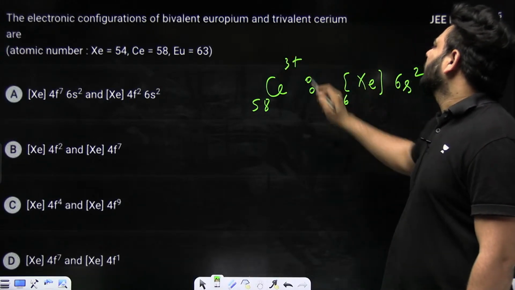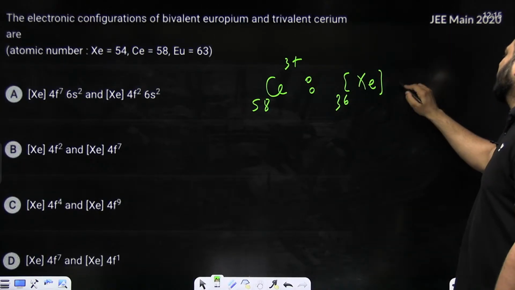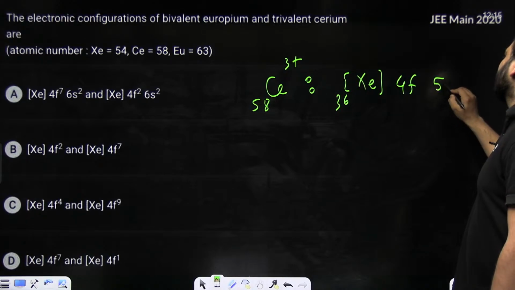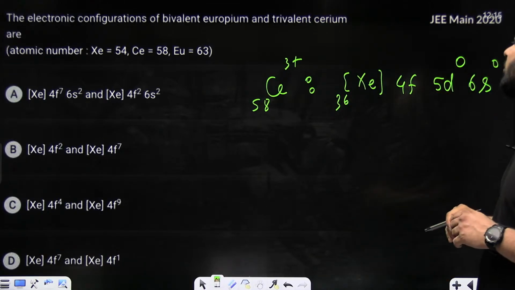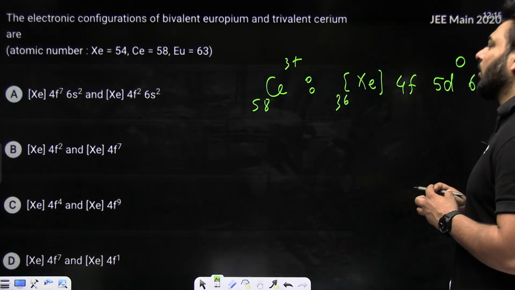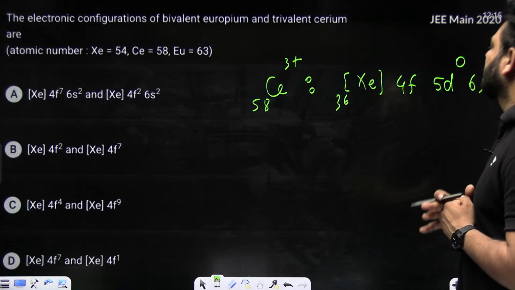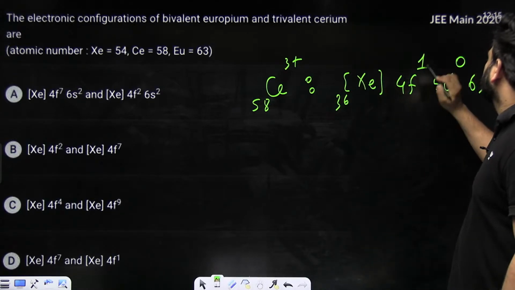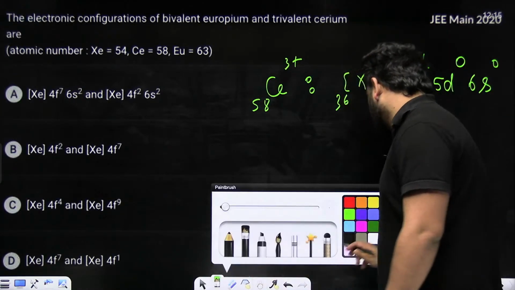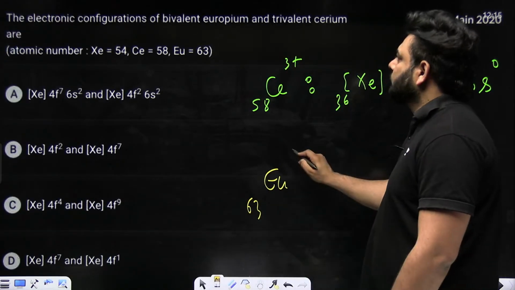Trivalent, 3 positive. So 6s2 will become 6s0, and 4f, 5d, and 6s also become 0 and d1 also becomes 0, and I guess this will be 4f1, right? 58.